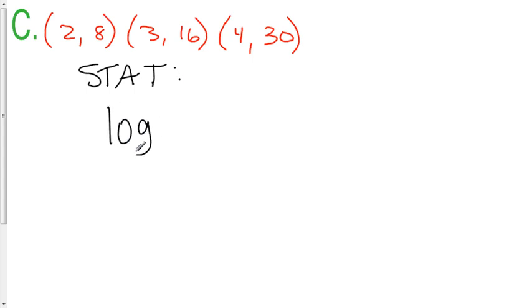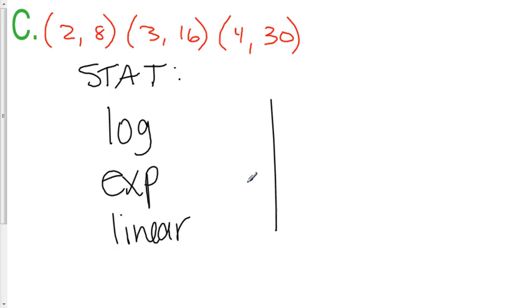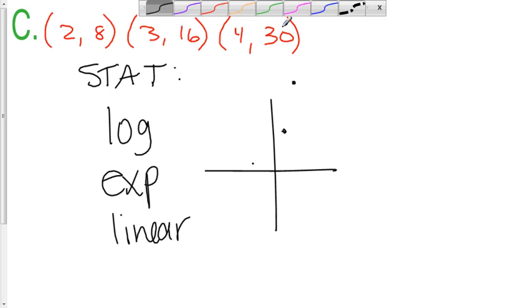Your choices would be a logarithmic model, an exponential model, maybe even a linear one. It all depends on what you see and how they're graphed. If you look at it on the coordinate plane, (2, 8) is there, (3, 16) is there, and (4, 30) is there. So it looks more exponential than it does anything else. So then you would want to calculate an exponential model.